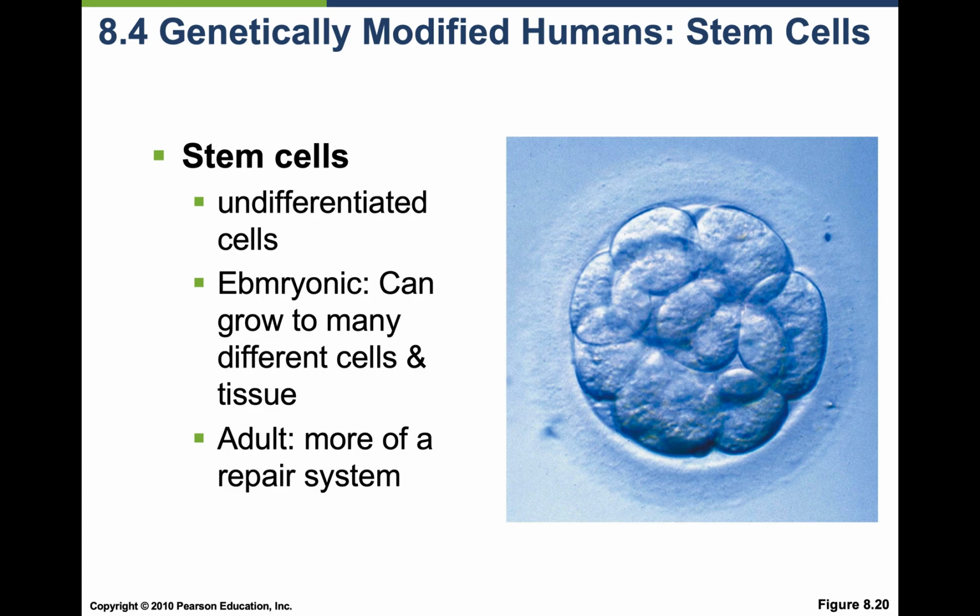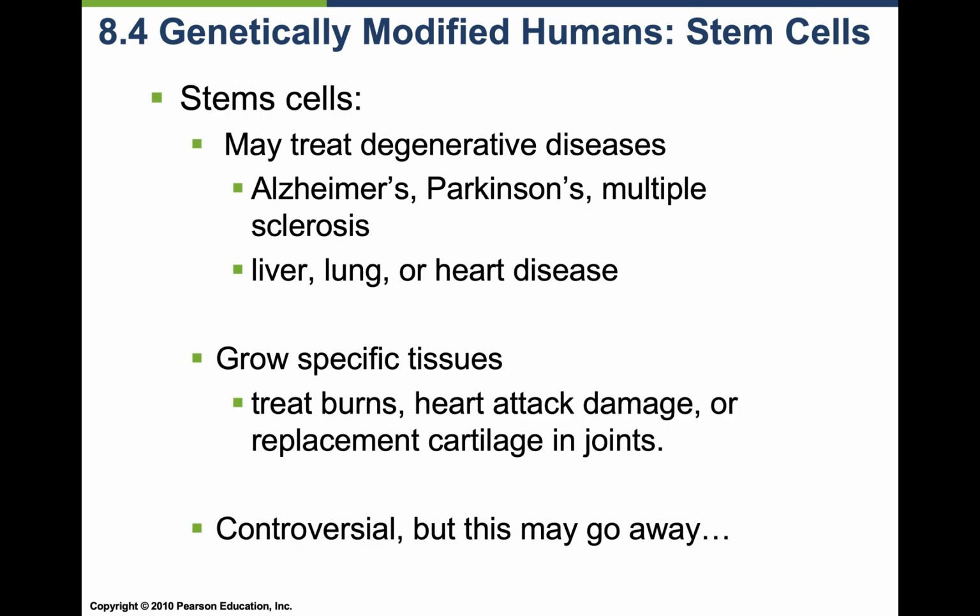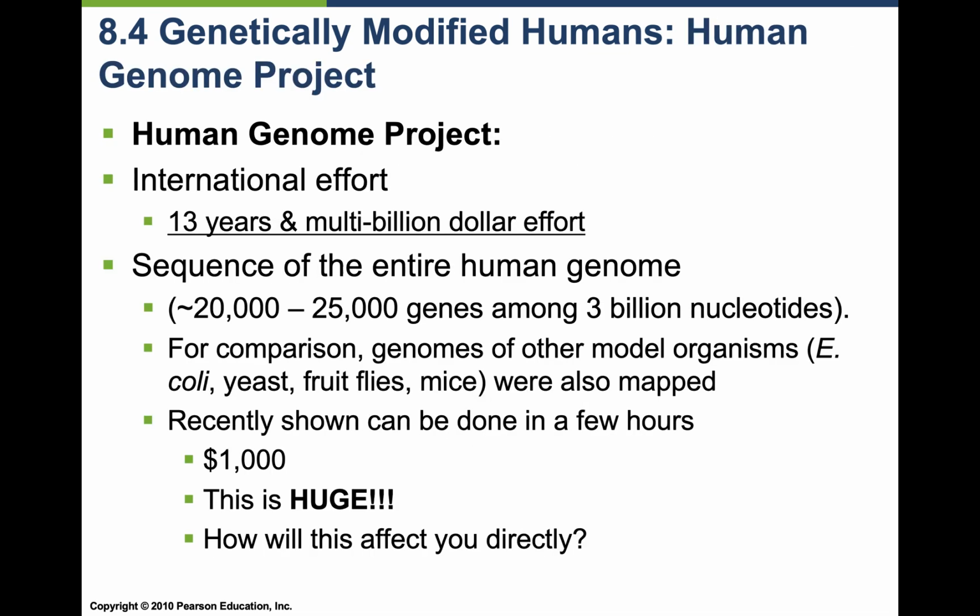And they're more of a repair system in adults. If you have adult stem cells, it's more of a repair system, whereas with embryonic stem cells there's more possibilities. So stem cells may be able to treat degenerative diseases like Alzheimer's, Parkinson's, MS, liver, lung, and heart disease. You can actually grow specific tissues to treat burns, heart attack damage, or replace cartilage and joints. It's really controversial, but the controversy may go away over time, and it appears that it has to some degree.